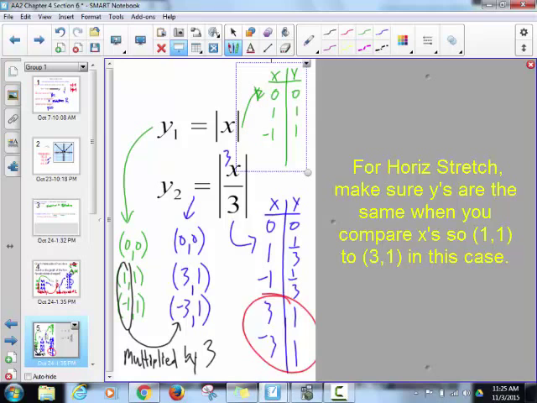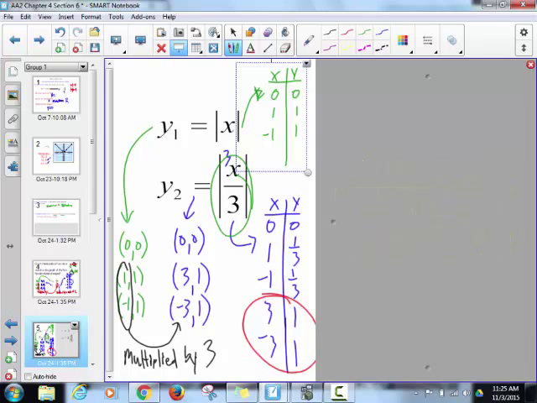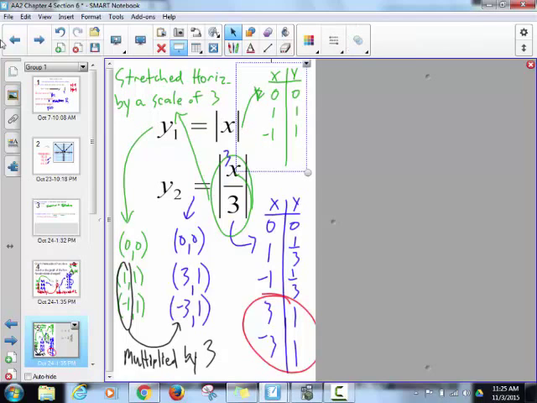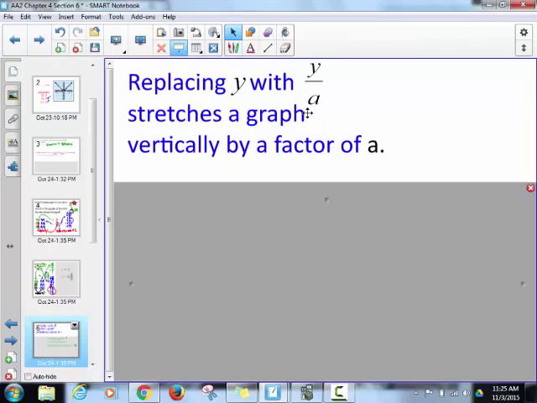And that's in this case right here. So it's stretched horizontally now. So I'm going to state that up here. Stretched horizontally rather than vertically by a scale of 3. We see that? Okay, so that's where this comes into play.